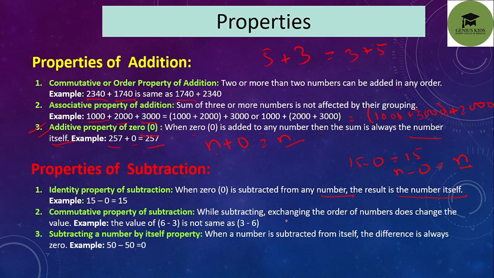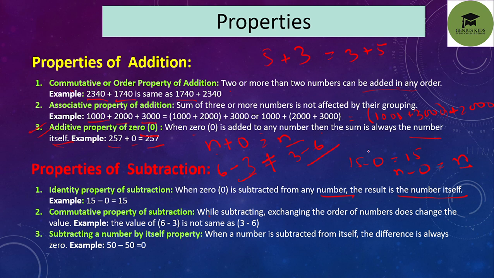Commutative property of subtraction. While subtracting, exchanging the order of the numbers does change the value. In case of addition, the value cannot change after changing the order, but in case of subtraction, if the order of the numbers is changed, then the value will be changed. Okay, so 6 minus 3 is not equal to 3 minus 6. The values of 6 minus 3 and 3 minus 6 are completely different.